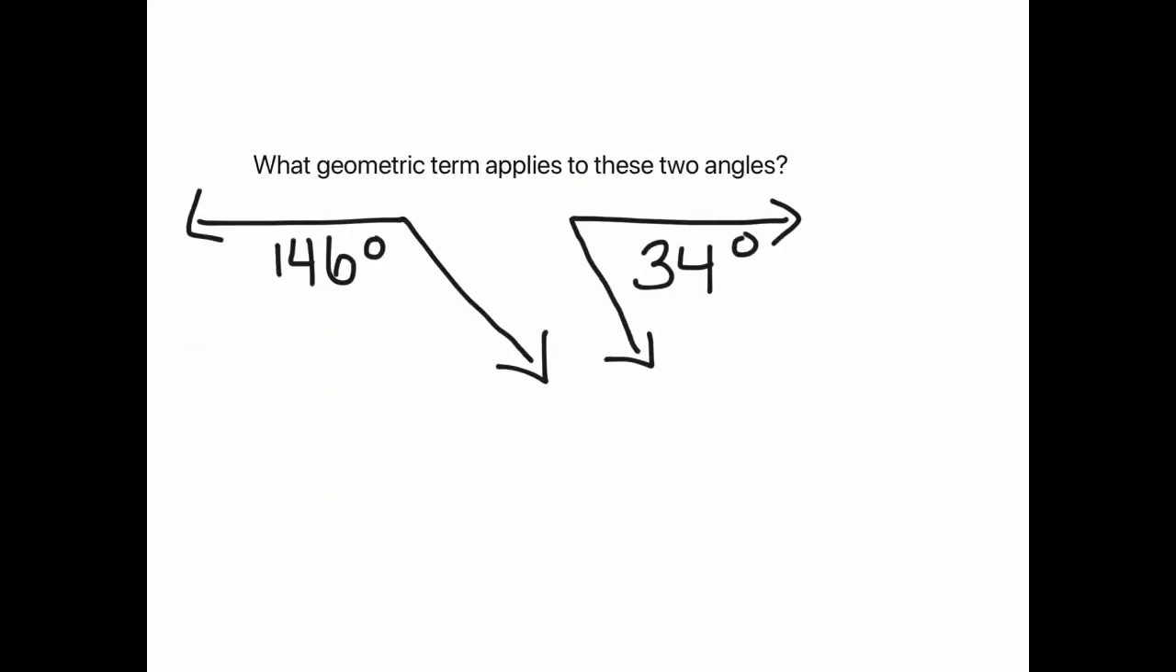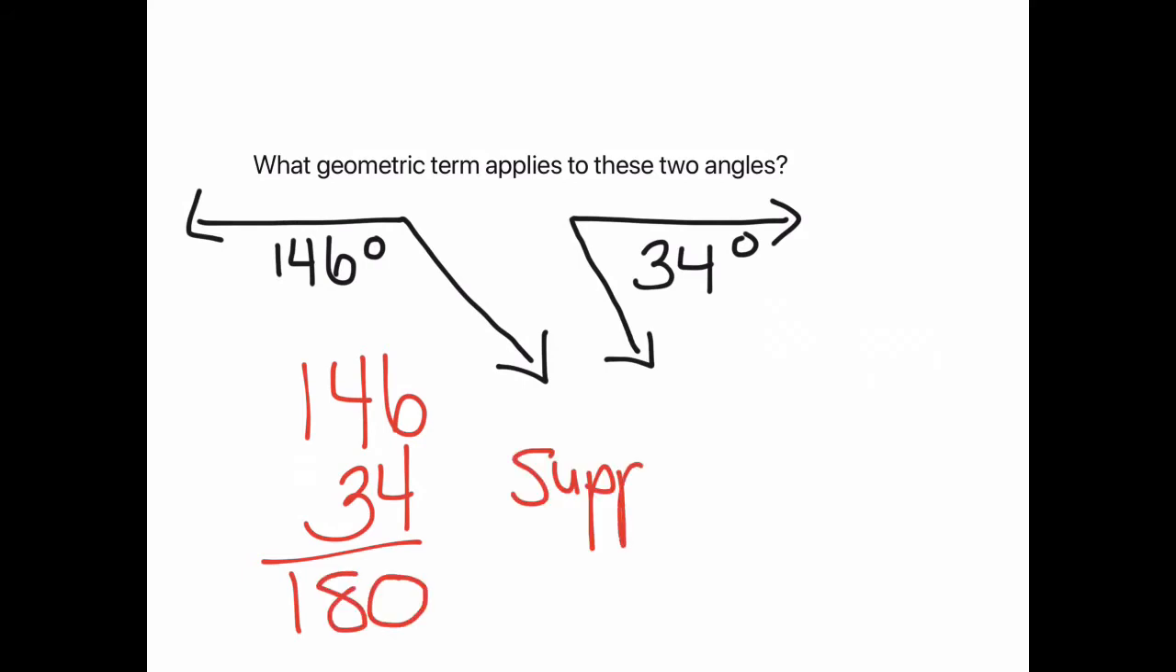All right, our next question says, what geometric term applies to these two angles? I have an angle that's 146 and an angle that is 34. If I take 146 and add it with 34, what I get is 180, making these two angles supplementary.